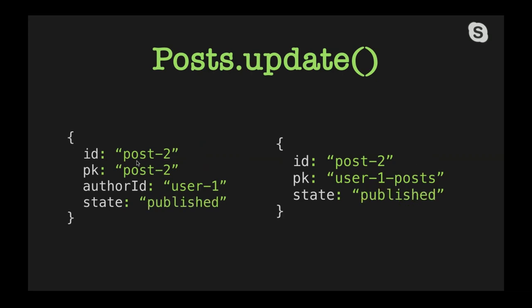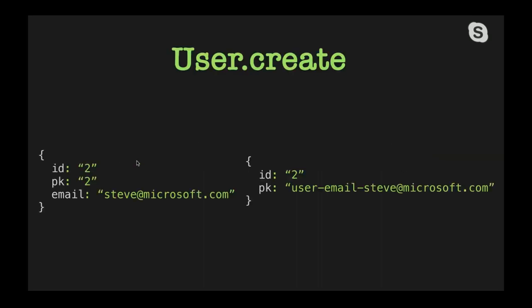Now, let's do something a little more complicated than that even. So what if we want to find a user by an individual email? Right now, this would be a cross-partition query. The only way we can uniquely identify a user is by ID.